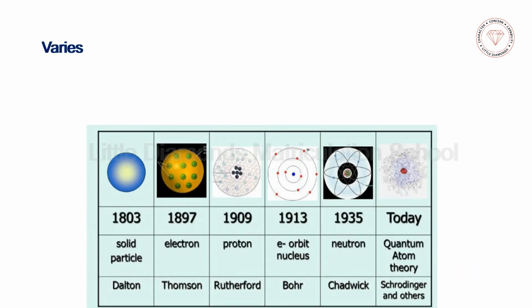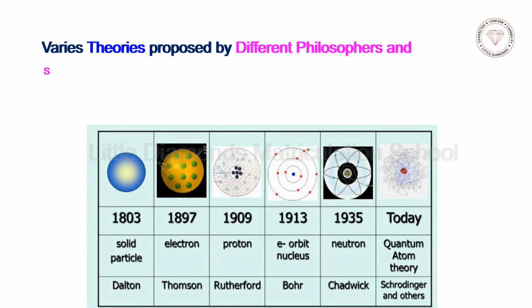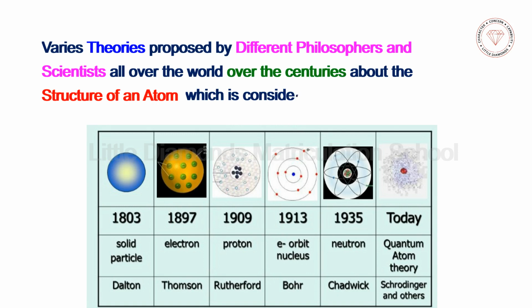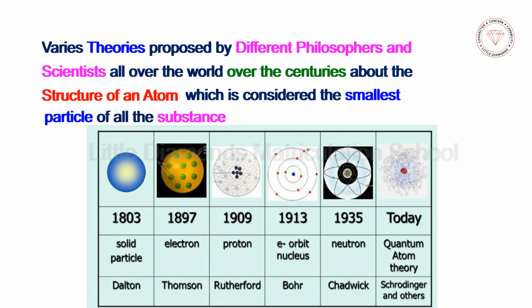Atomic structure, class 7 to 10. In this video, we shall learn about the various theories proposed by different philosophers and scientists all over the world over the centuries about the structure of an atom, which is considered to be the smallest particle of all the substances found in the universe.